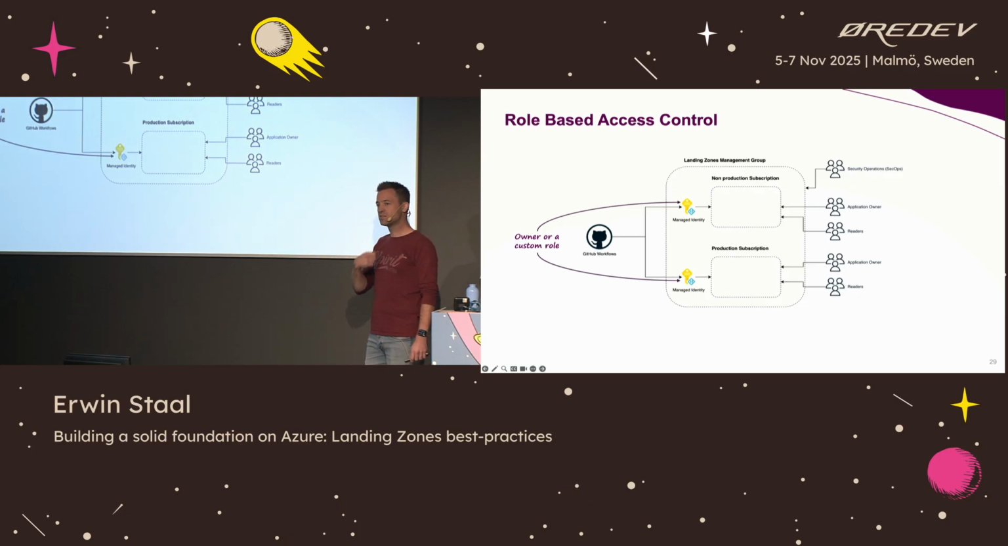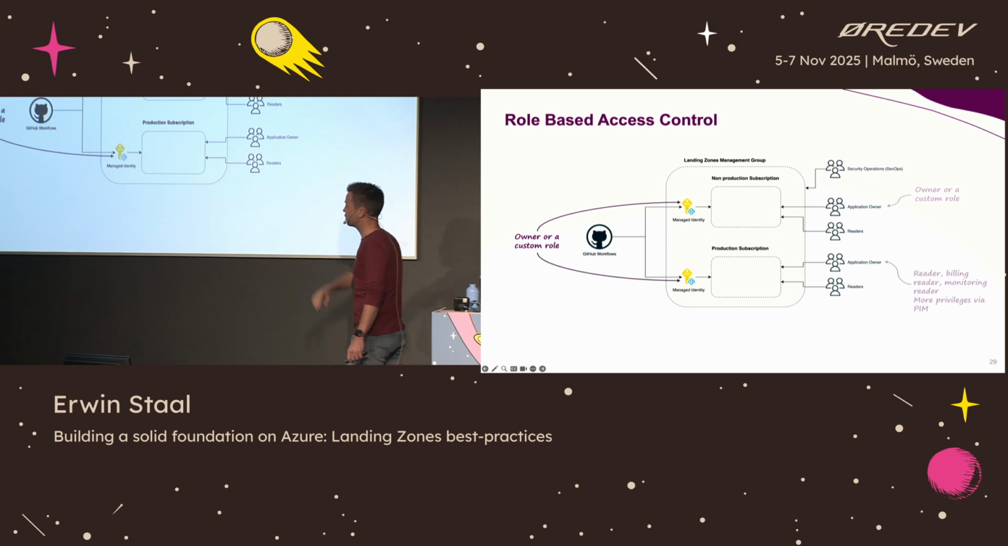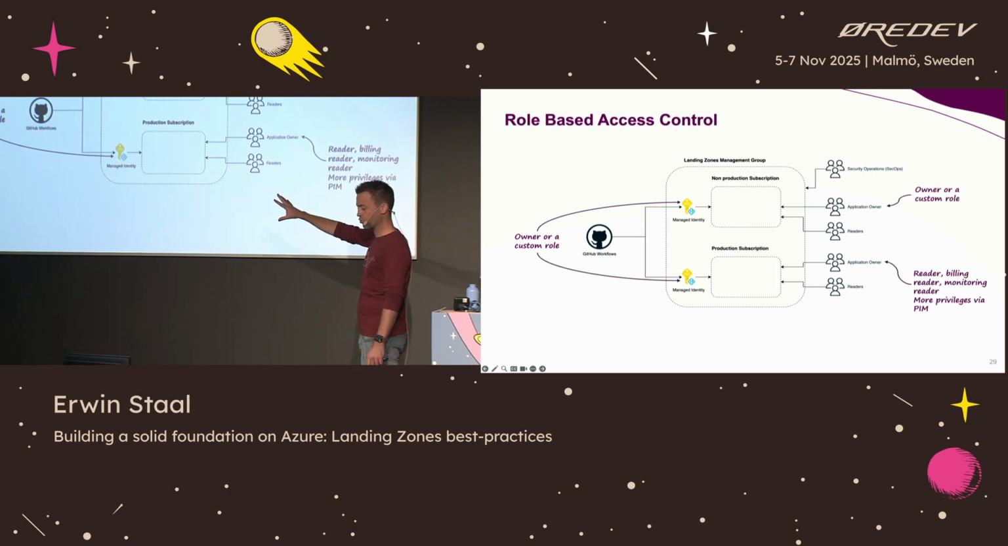And they need quite high privilege roles because they also need to be able to give permissions to other identities, for example. So that's why the managed identities need the owner role, or what we quite often do, a custom owner role. We'll get to that in a bit.